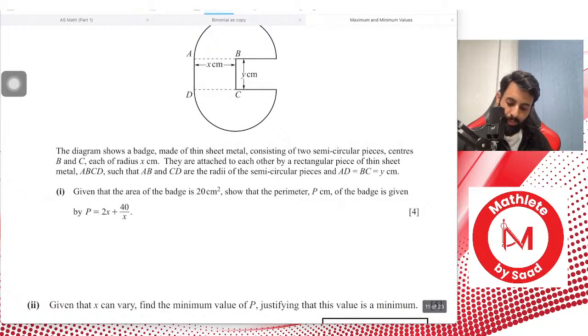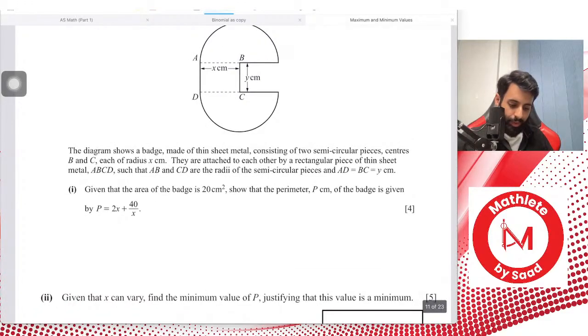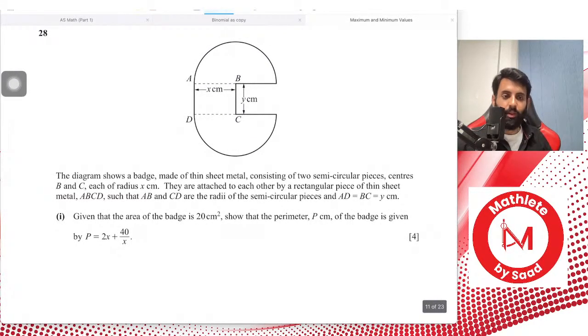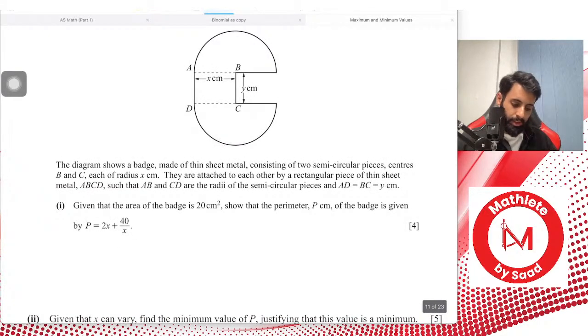Now here's a question. How do we find out the perimeter of this shape? Question for you guys. It says two semicircular pieces, centers B and C. So this part that you're looking at, what I'm highlighting now, is actually a semicircle.